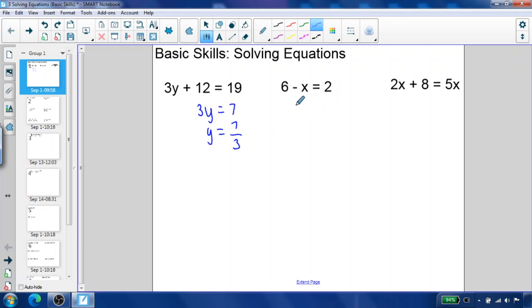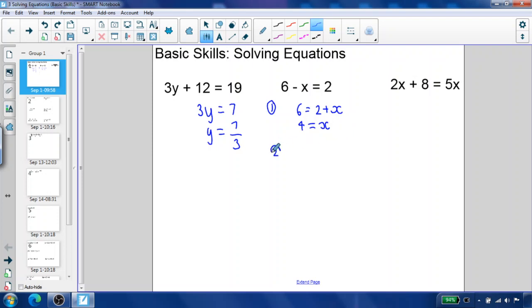Let's move to this one. Now, there's two methods for this one. I'll do method 1. Because there's a minus x, you could move the minus x onto this side, and then it will be positive and nicer to work with. So I'm going to add x to both sides. So I'm going to have 6 is equal to 2 plus x. Now I'm going to move this 2, so it's positive. So minus 2 from both sides, I will be left with 4 is equal to x. You can write it as that, or x is equal to 4. Doesn't matter, it means the same thing.